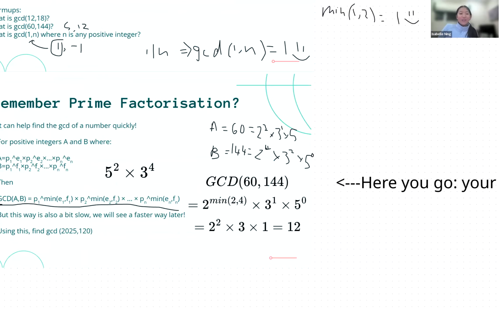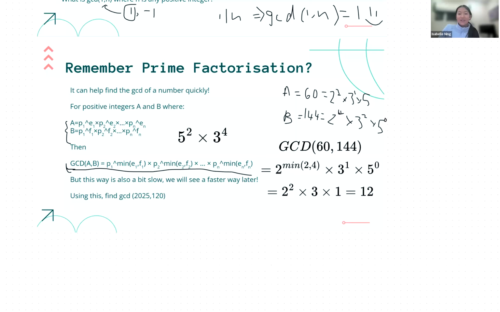Yeah, so using this, do you guys want to find the greatest common divisor of 2025 and 120? I'll give you guys 2 minutes, and anyone who wants to share can just scribble on this board later.